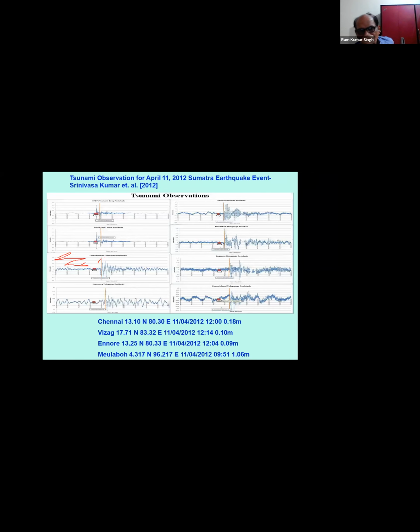So this event was recorded by our Indian National Warning System by INCOIS Hyderabad, and these are the values which are given at Chennai, Vizag, Ennore locations. So this happened in 2012.